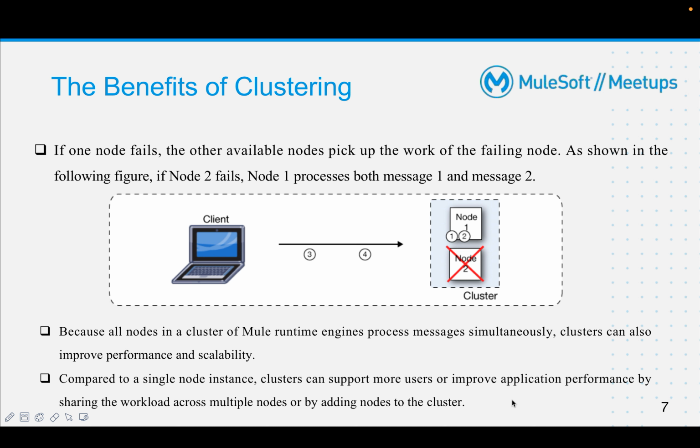And when one of the nodes, that means one of the Mule servers, goes down, automatically the first server will take care of both the requests, and it will not lose any messages, it will process them.